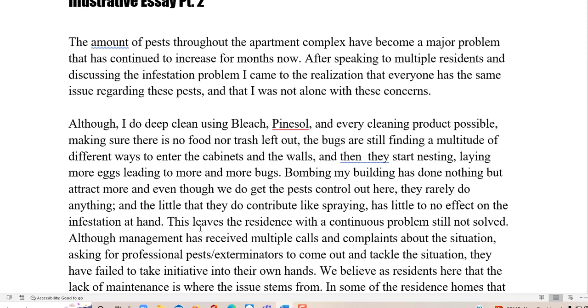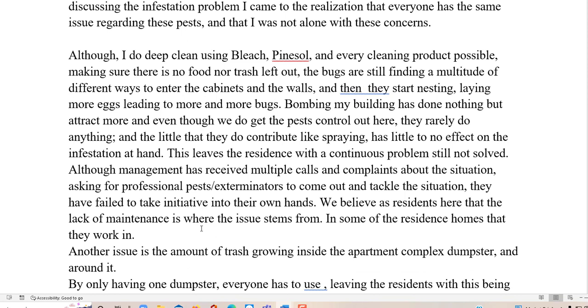Although management has received multiple calls and complaints about the situation, asking for professional exterminators to come out and tackle the situation, they have failed to take initiative into their own hands. We believe as residents here that the lack of maintenance is where the issue comes from.